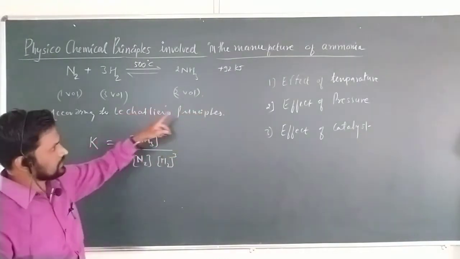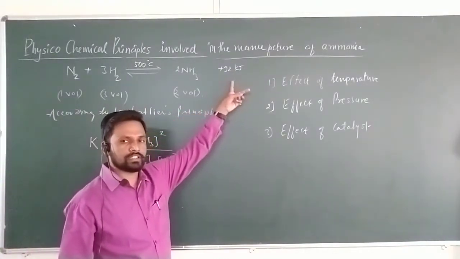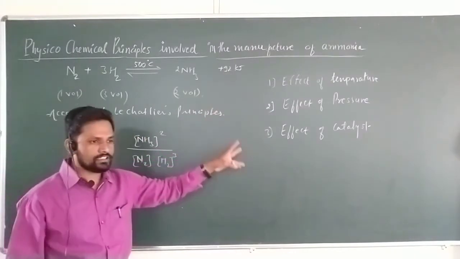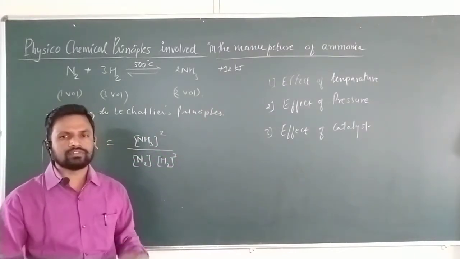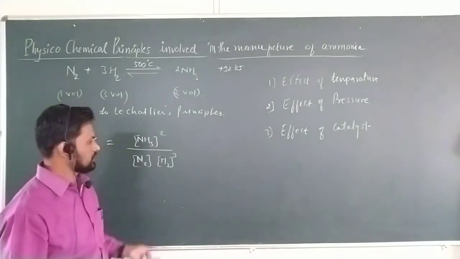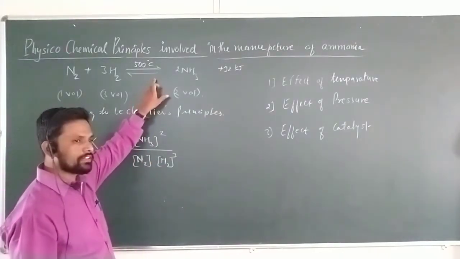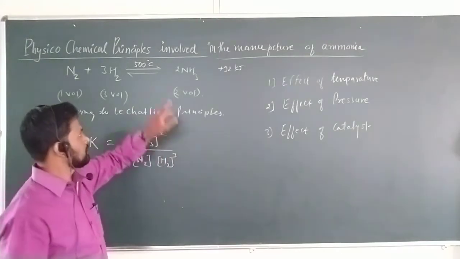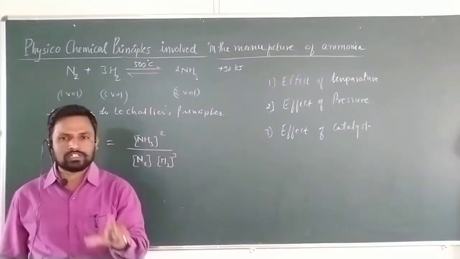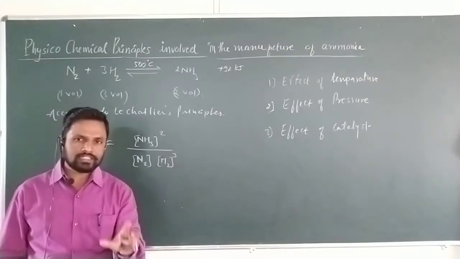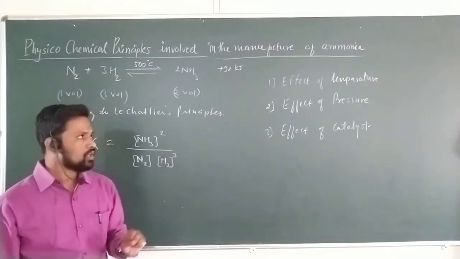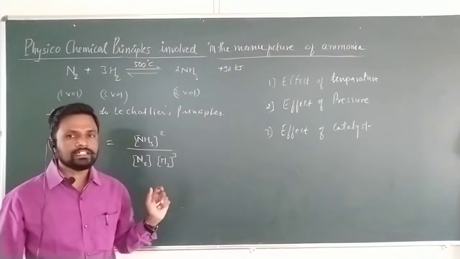because this forward reaction, which is exothermic, already evolves heat. If you add more heat, it is very difficult to carry out the chemical reaction. Therefore, you still require some temperature. That temperature we already studied, that is the optimum temperature. What is the optimum temperature? It is the temperature where you get a satisfactory yield. So that temperature is 500 degree Celsius.